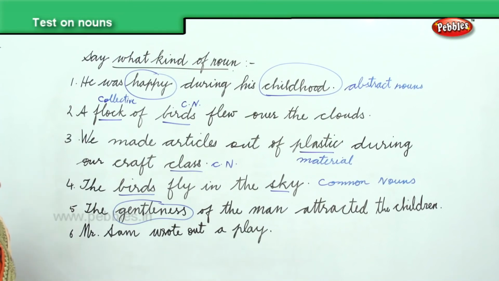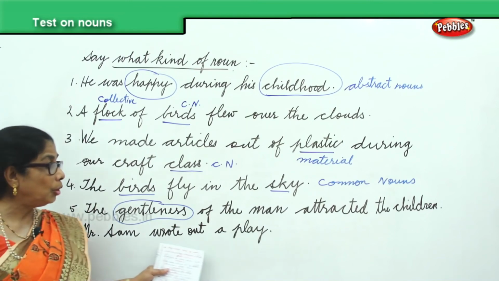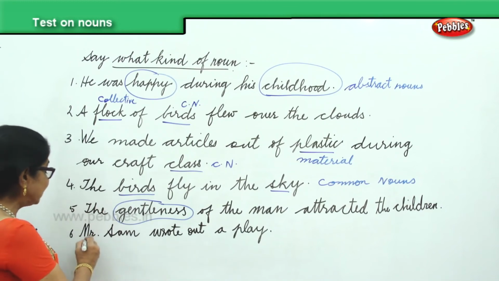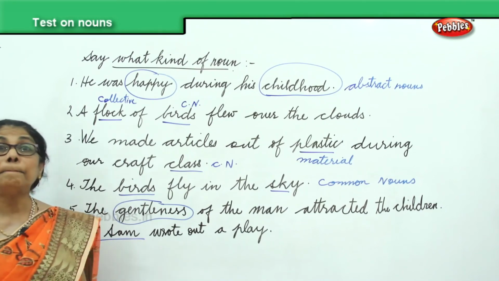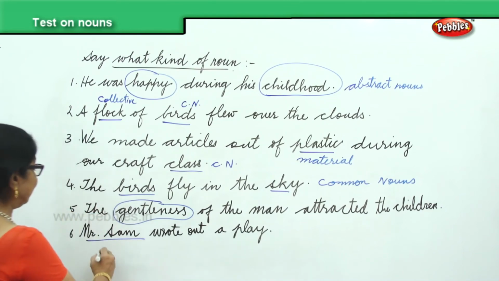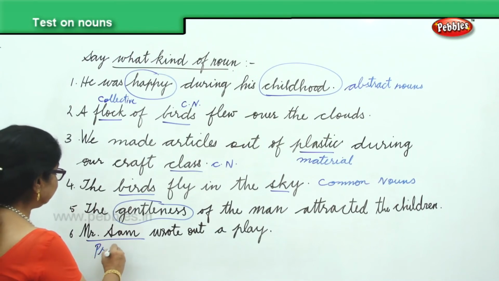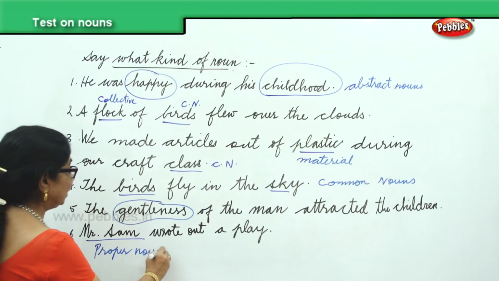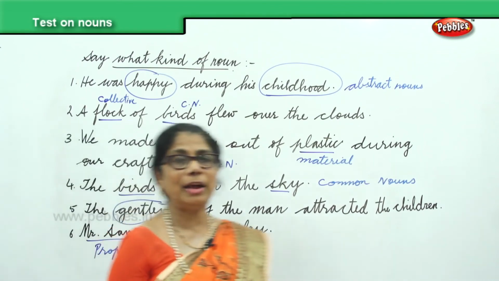Finally, we have Mr. Sam wrote out a play. Mr. Sam, this is a proper noun. Mr. Sam is a proper noun. Now see, what are the kinds of nouns we have done?